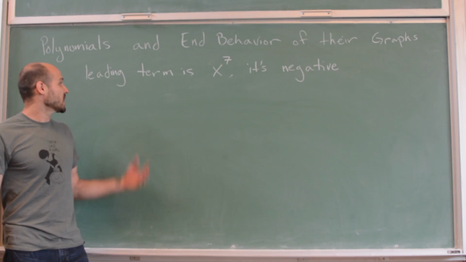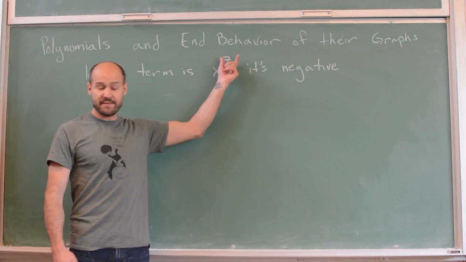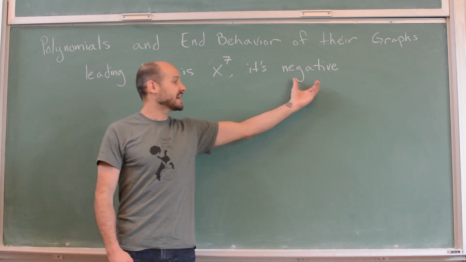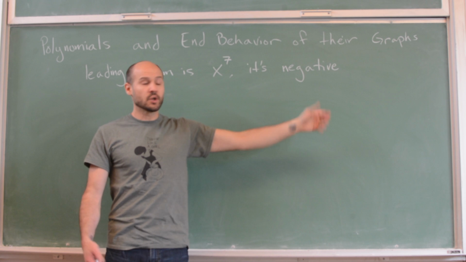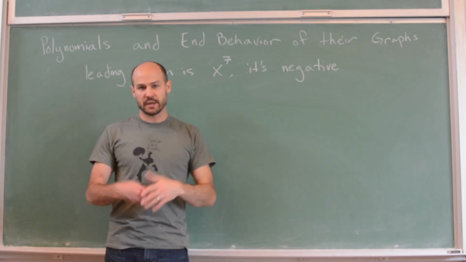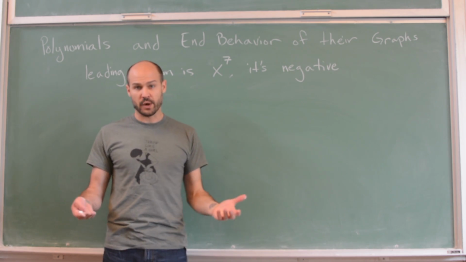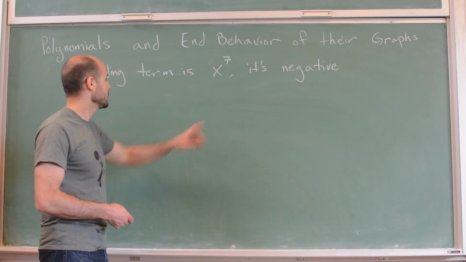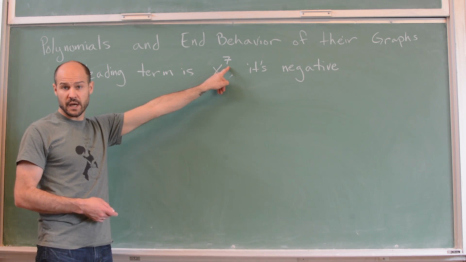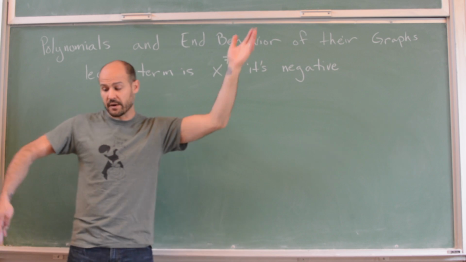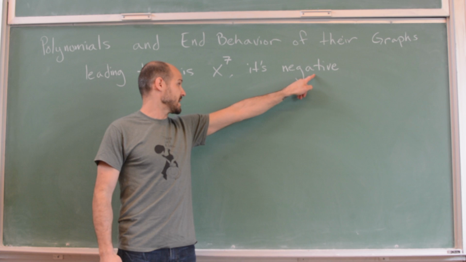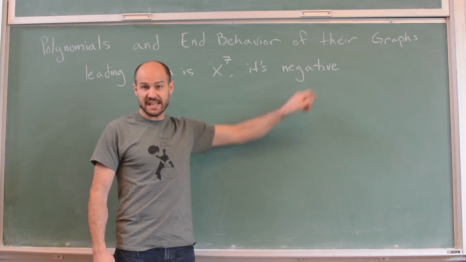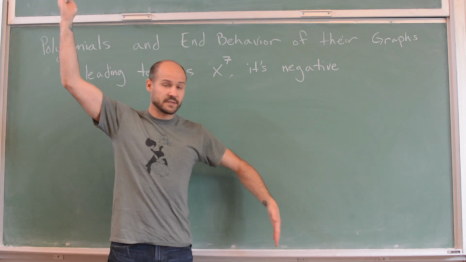Now that we know our leading term is x to the 7th and it's a negative term, all we're going to do now is figure out end behavior. We'll look at this example and then we'll look at a whole bunch of others just to see how it works out. So, odd. Odd means it either goes down and up or up and down. Negative. Negative means it starts up and goes down.